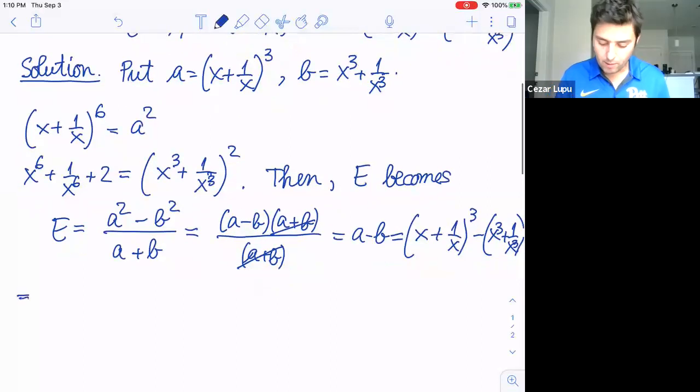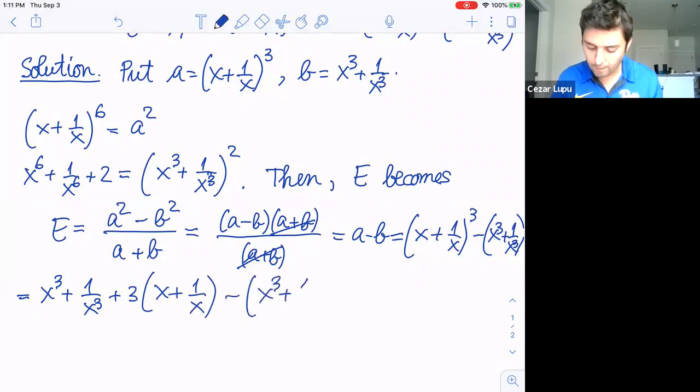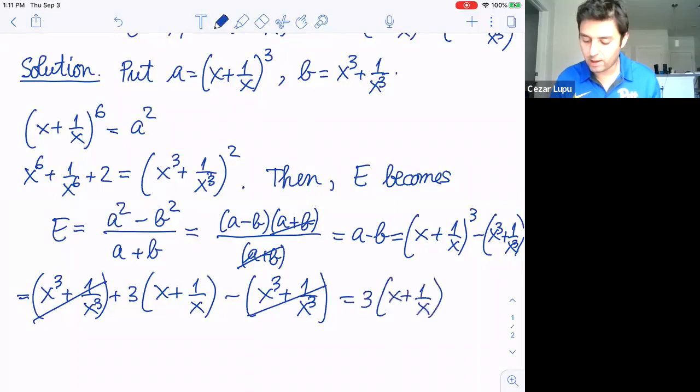And now, if you expand everything here, this guy is x cubed plus 1 over x cubed plus 3 times x plus 1 over x, minus, and these guys will go away. So this will be 3 times x plus 1 over x. So you can actually simplify this. This is just simple algebra.